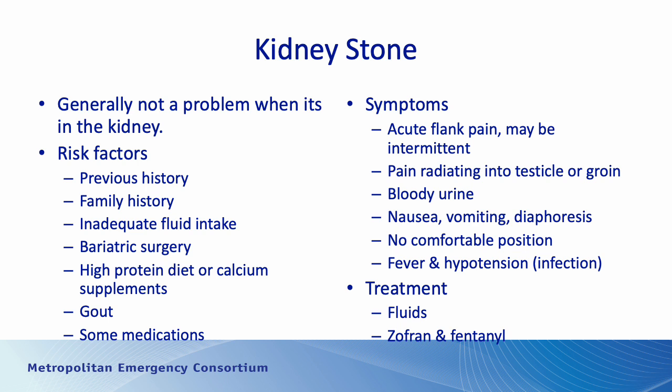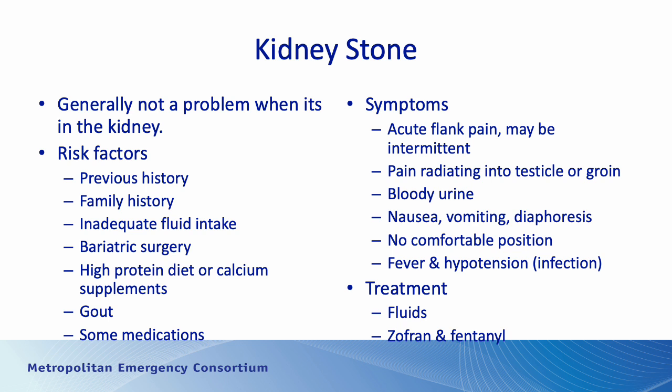These patients typically have acute flank pain. That pain can be intermittent. The pain can radiate into the groin or the testicle. The patient may or may not have gross hematuria. Most people with kidney stones have at least microscopic hematuria, meaning we can't see it in the urine if you look at it regularly, but if you spin it down in the centrifuge and look under the microscope, there's blood there.